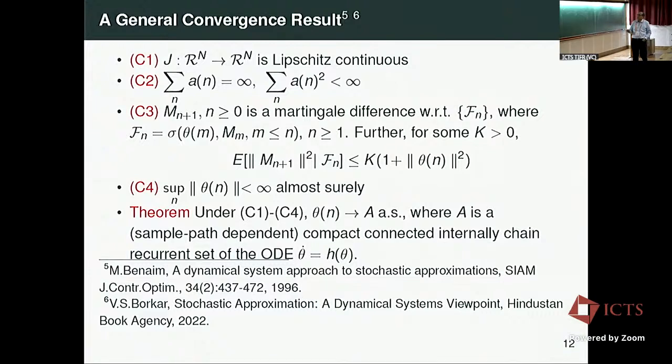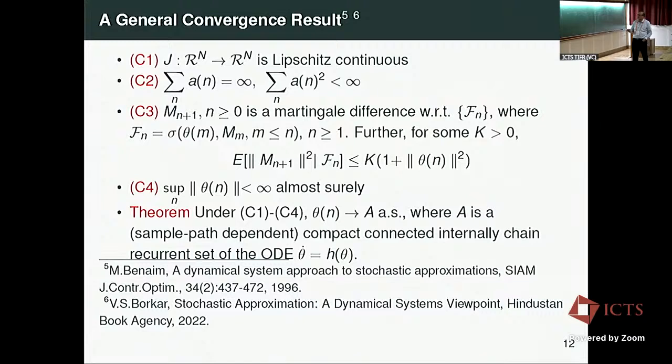As far as the noise is concerned, we assume for now that it is a martingale difference sequence with respect to this sequence of sigma algebras, script Fn, where sigma algebra script Fn is essentially the sigma field generated by theta m, m less than or equal to n. So you have this sequence of observation sigma algebras obtained from the entire history that is available to you. We make this additional assumption, which says that the expected value of the norm M n plus 1 squared conditioned on Fn is upper bounded by some constant K into 1 plus norm theta n squared. This assumption is of course non-trivial.